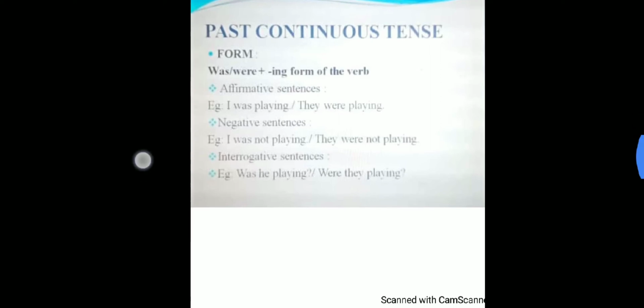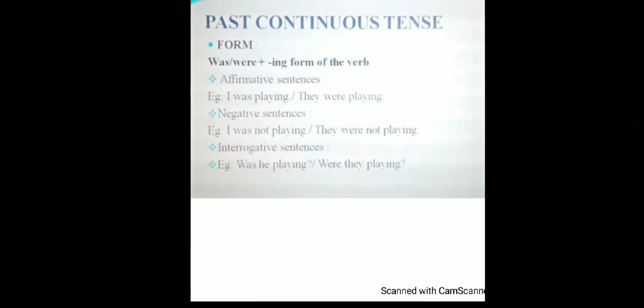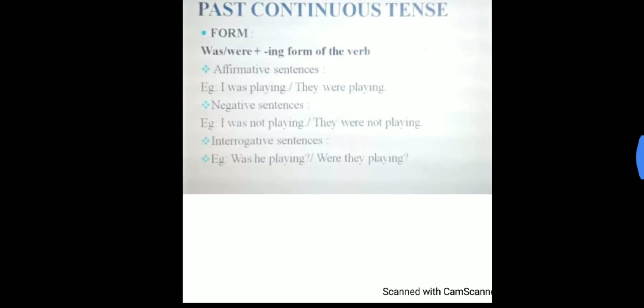For affirmative sentence, the example is, I was playing or they were playing. For negative sentence, we have to use not in the sentence, and that is, I was not playing, they were not playing. Means subject plus was or were plus not plus ing form for negative sentence. For interrogative, the example is, was he playing or were they playing?